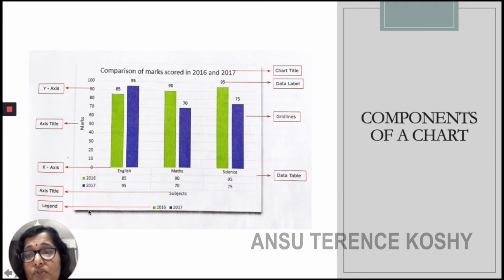Now, the legend shows the color scheme for which year. It indicates which year is showing which series. That is, if 2016 is indicated by green, 2017 is indicated by purple color. Now, on the right hand side, you can see small dotted lines in between, which indicate the levels. These lines are called gridlines, and the table in which we have plotted this graph is also given below. That table is called the data table.